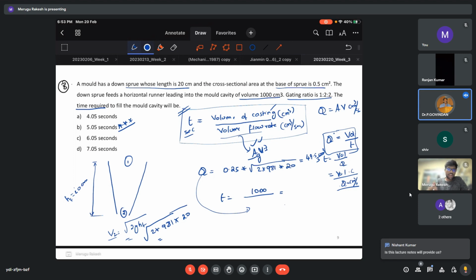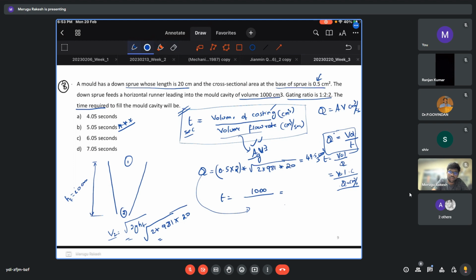Sir, regarding this gate ratio 1 is to 2 is to 2, the area at the sprue bottom is 0.5 centimeter square. Correct, correct. The area at gating is 2 times of this area of the sprue. That is given in the sum, 1 is to 2 is to 2. Okay, half. Yeah, correct. Thanks for clarifying. Then only you can get this 5.05 seconds.